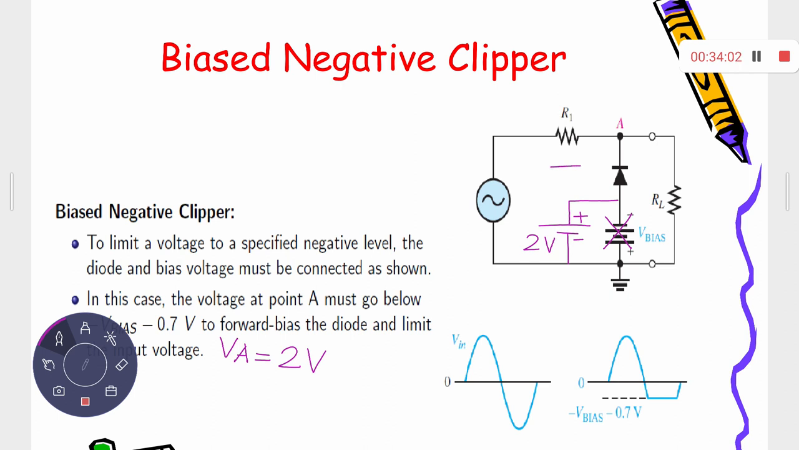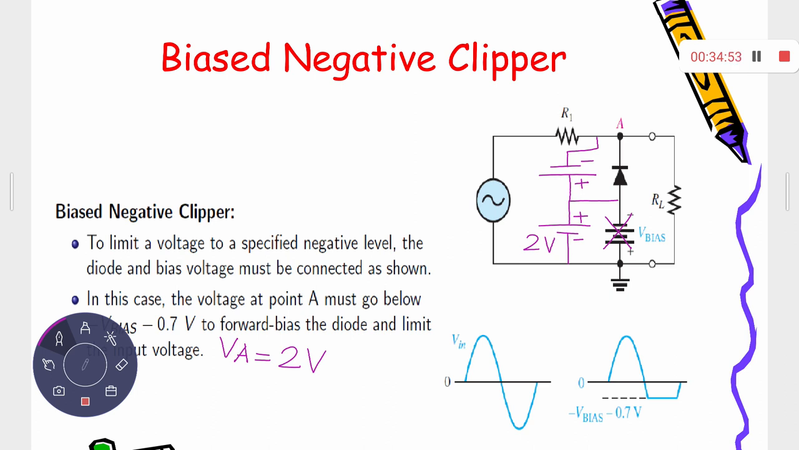If it is on, then you can have this kind of thing: minus plus, plus minus. So what will be the final value? 2 volt minus 0.7, that is plus 1.3 volt. So it's plus 1.3 volt only.